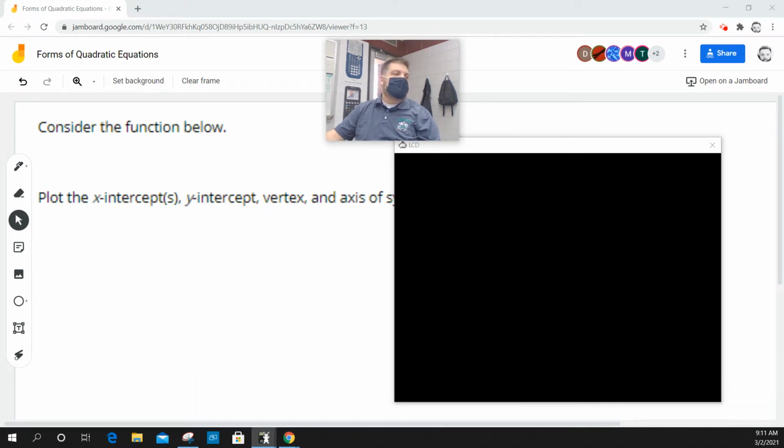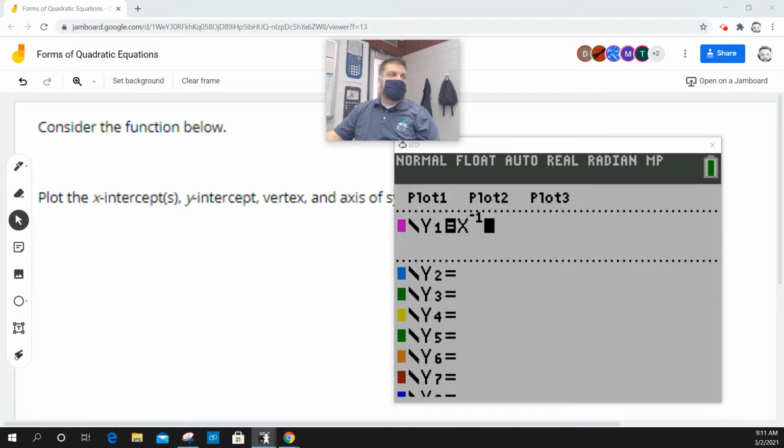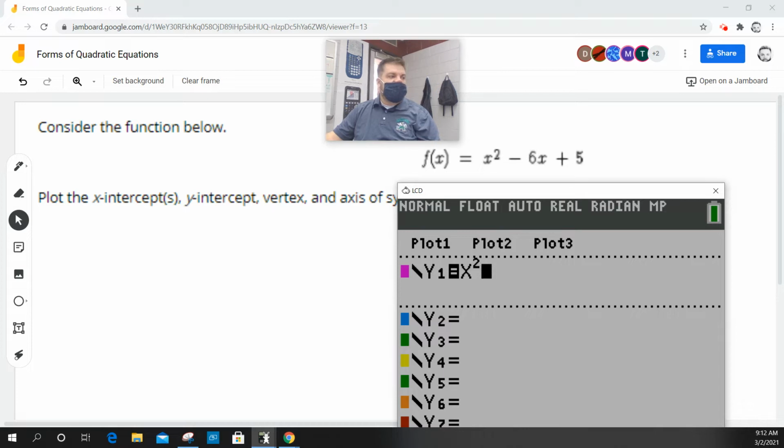So clear out, go to y equals, clear this out. We're going to hit x squared. Oops, wrong button. I better clear that out. Going to hit x squared. What was the equation? Minus 6x, because I'm subtracting 6x, plus 5. I'm going to hit graph.